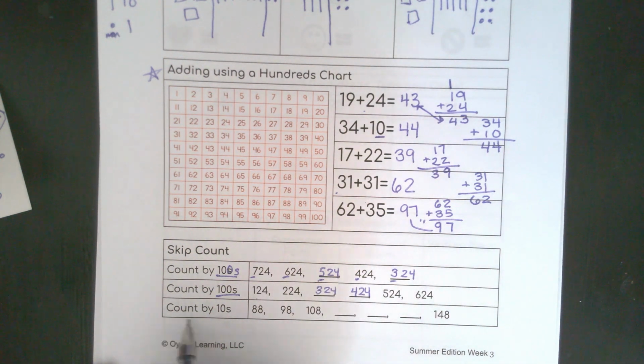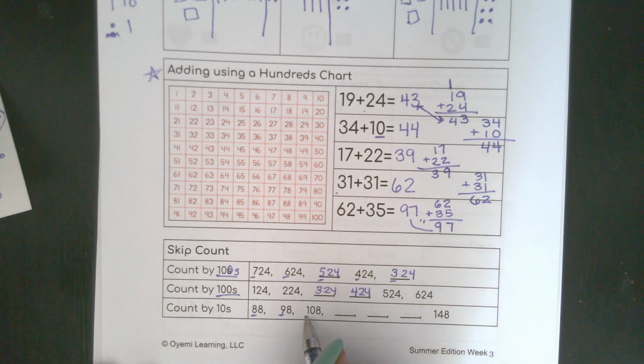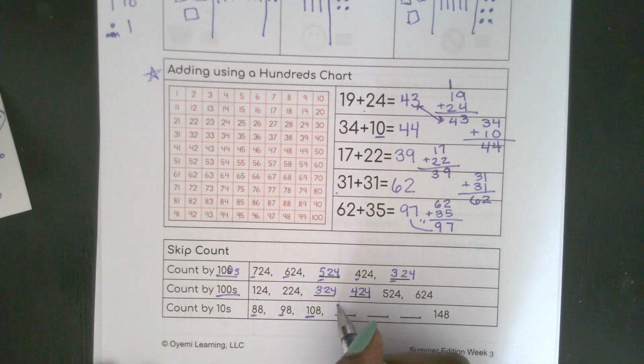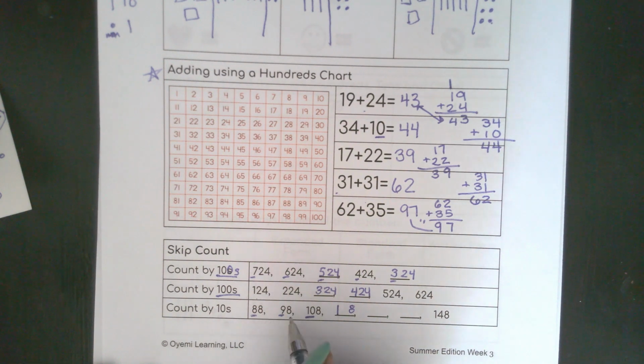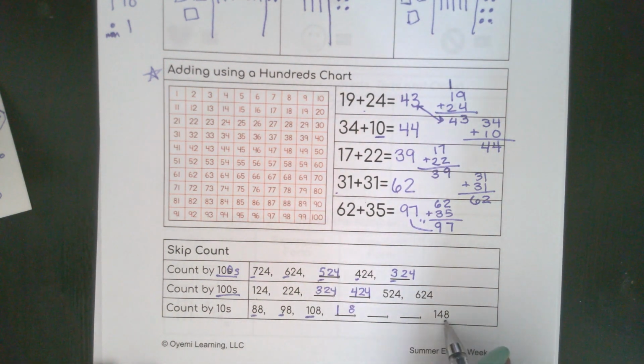Now we're counting by tens. Let's see if it's the tens place that's changing. I see I have 88, 98. Oh, wow, 108. So this is going to be 100. And I know 8 is the same because that's in all of them. 8, 8, 8, 8. That's probably 8.